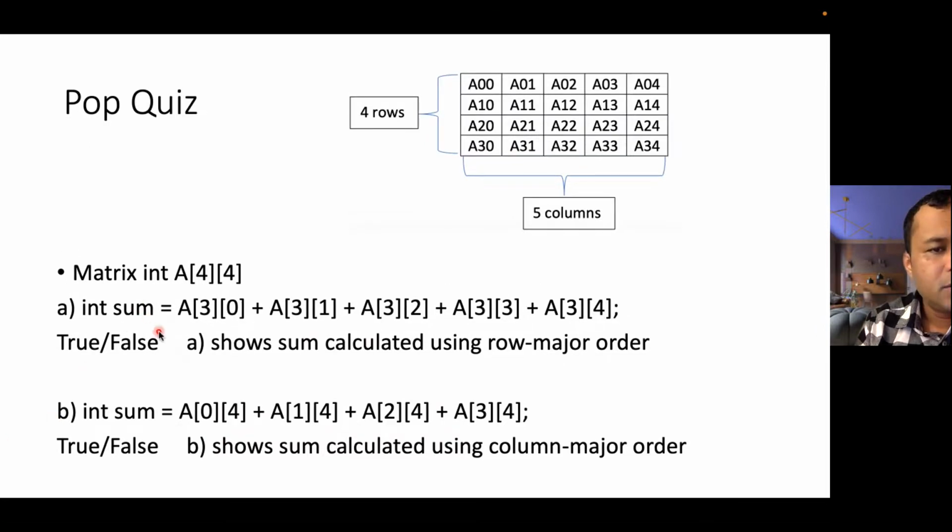All right, and now let's look at the next pop quiz. A30, A31, A32, A33, A34. So this is again row major order. Okay, true. Now let's go to the second problem, B. Is this column major? So let's see, A04, A14, A24, A34. So this is column major, right? The access pattern is column-wise access. Okay, so both are true.